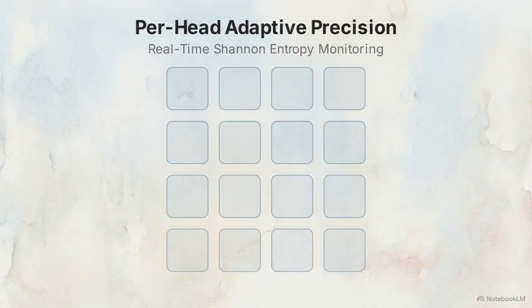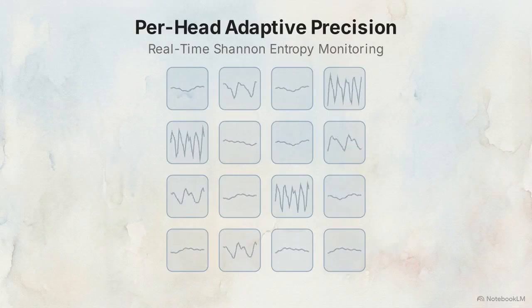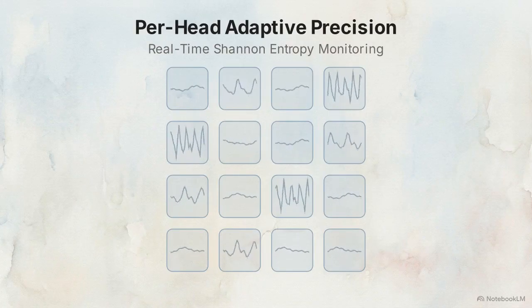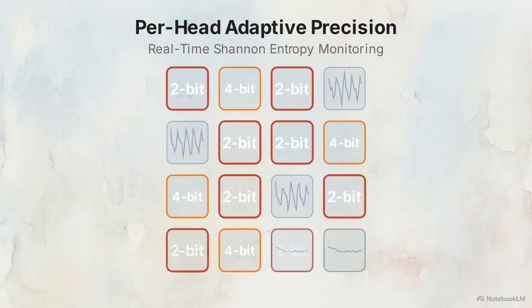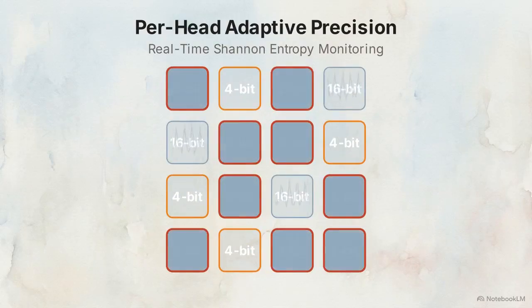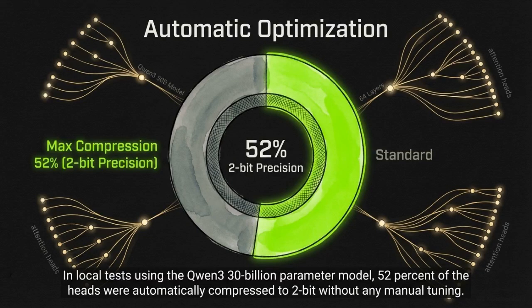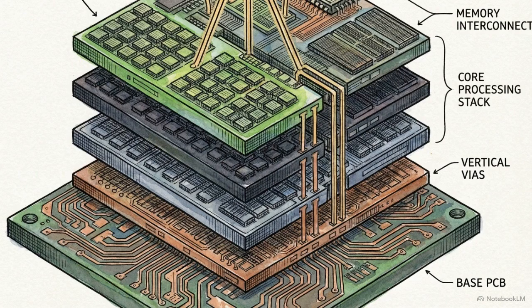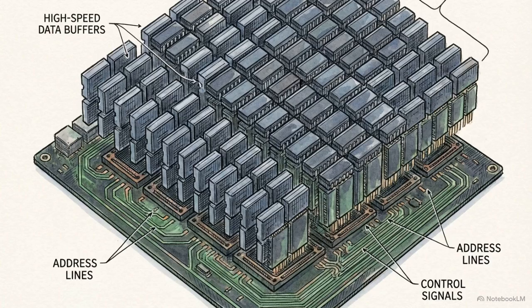KVin uses per-head adaptive precision. It calculates the Shannon entropy of each attention head in real time and automatically assigns 2-bit or 4-bit precision based on the data's complexity. In local tests using the Qwen 3 30 billion parameter model, 52% of the heads were automatically compressed to 2-bit without any manual tuning. Because larger models have more layers to distribute fixed overhead, the benefits of the system increase as the model size grows. KVin converts unpredictable transformer state into a deterministically managed compressed memory asset.